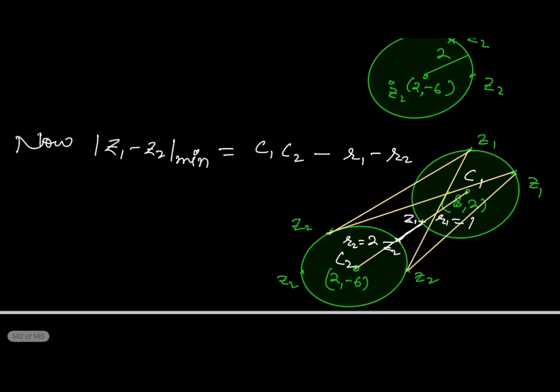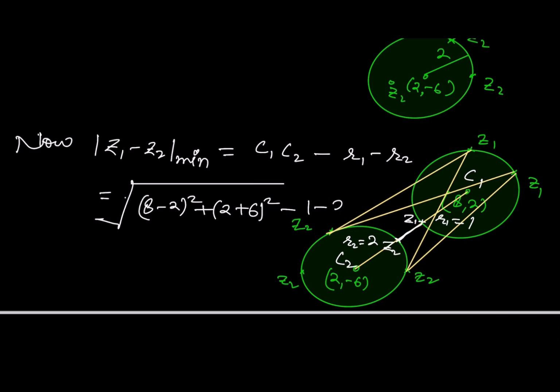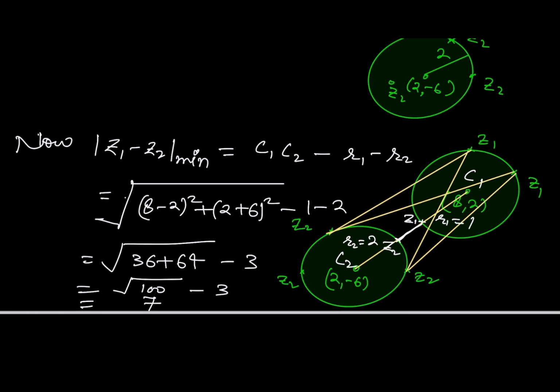So C1C2 is the distance between the centers, which can be found by using the distance formula, which is root over (8 minus 2) whole square plus (2 plus 6) whole square, minus 1 minus 2, which is root over 36 plus 64 minus 3, root over 100, which is 10. So it is 7, right? So the minimum distance is 7.